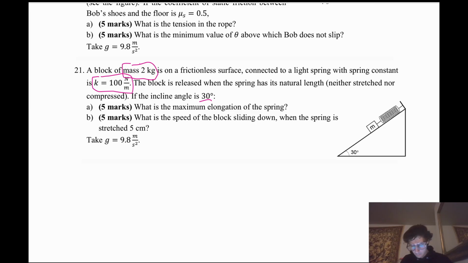Okay, automatically I remember F spring is equal to minus K delta X. All right, what is the maximum elongation of the spring? This is what we're looking for, maximum elongation. And we have K, so what we need to do is find F of spring. But what is F of spring? If F of spring is the spring pulling it this way, then the block is also sliding down here with F of block. I don't know, right?